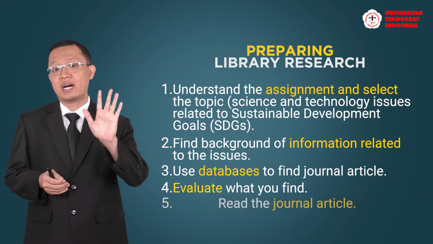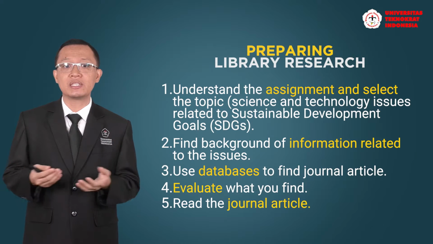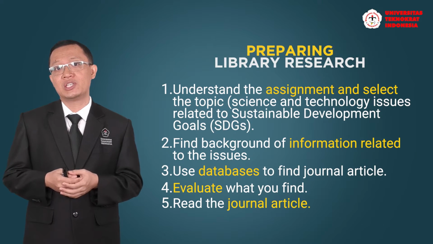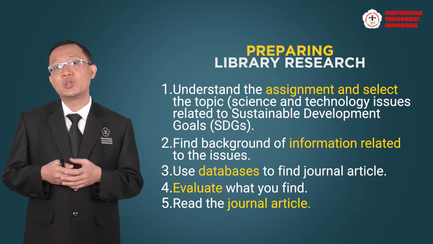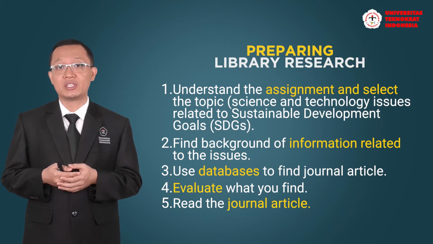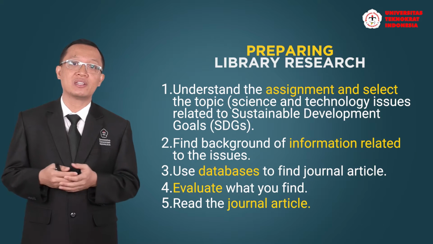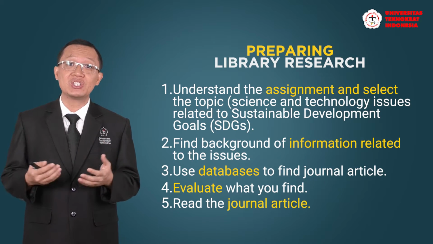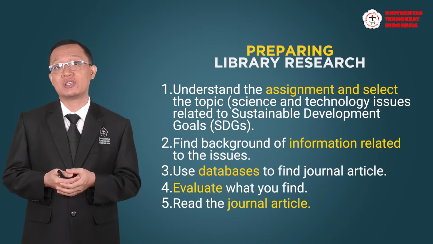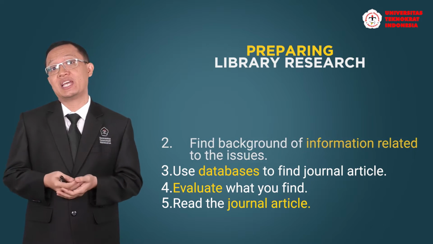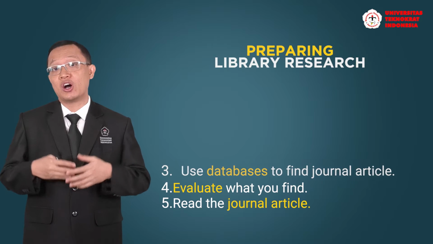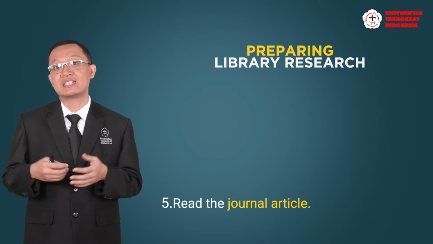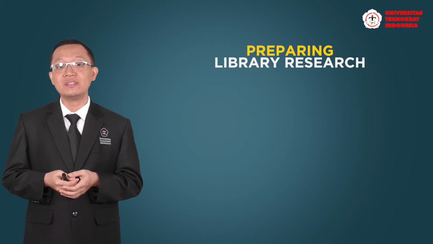After that, number 5, you need to read the journal articles. You look at the abstract, introduction, the concept, and the theory in the article. You need to check the method, the data collection, the findings, the discussion, as well as the conclusion in order to understand the content, the holistic issue, or what is actually being discussed in the article.